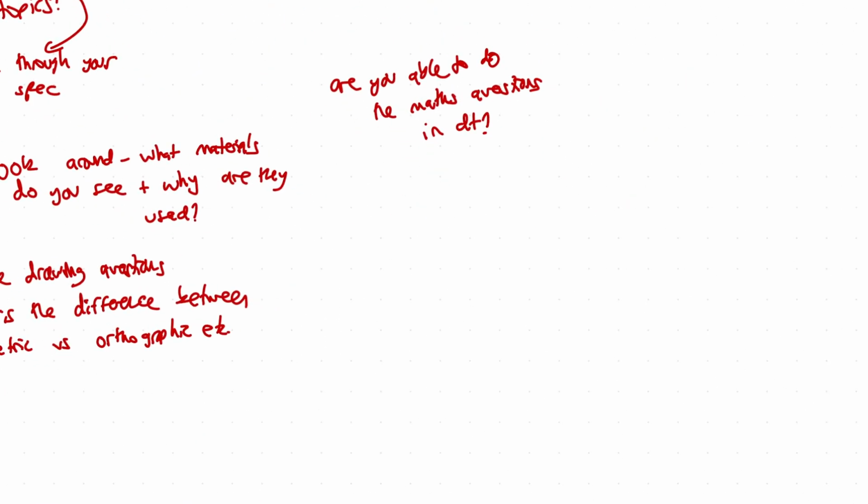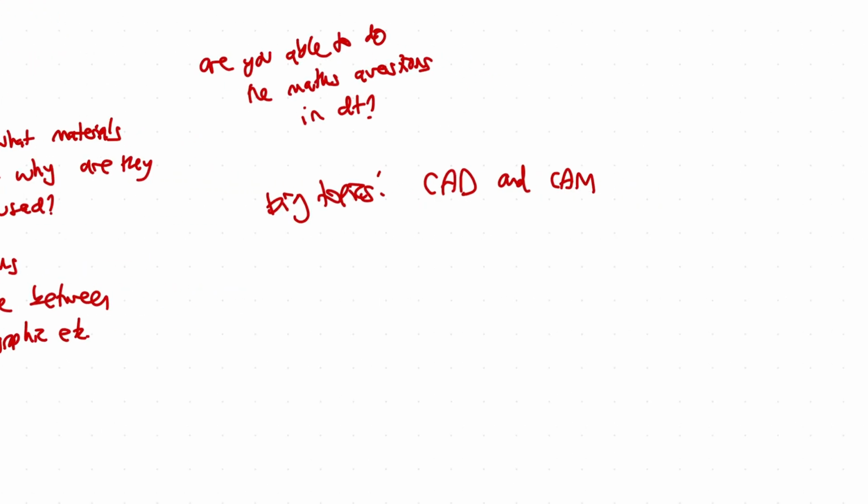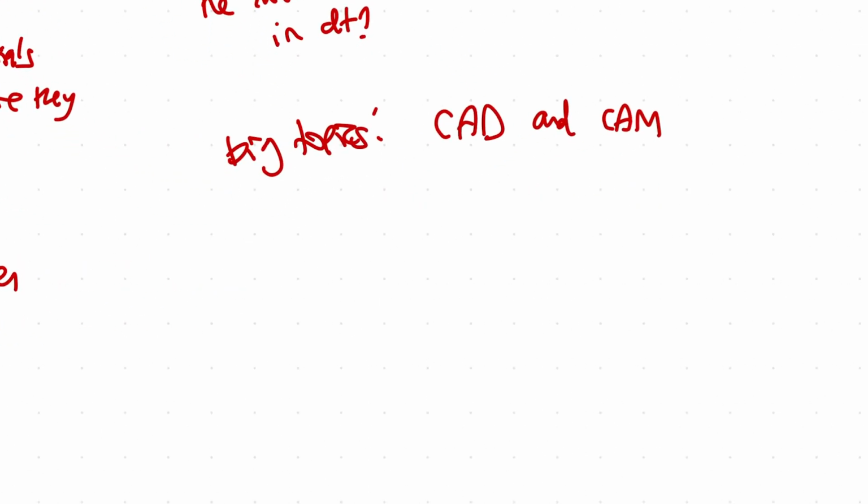CAD and CAM are also quite important topics here, so be familiar with the software and processes. If you've got something like a laser cutter in school, you should be able to apply your knowledge about that to any sort of question. Be able to explain how CAD and CAM is used in design and manufacturing, and things like advantages and disadvantages of it. Sustainability is another one of those big topics, so revise that as well.